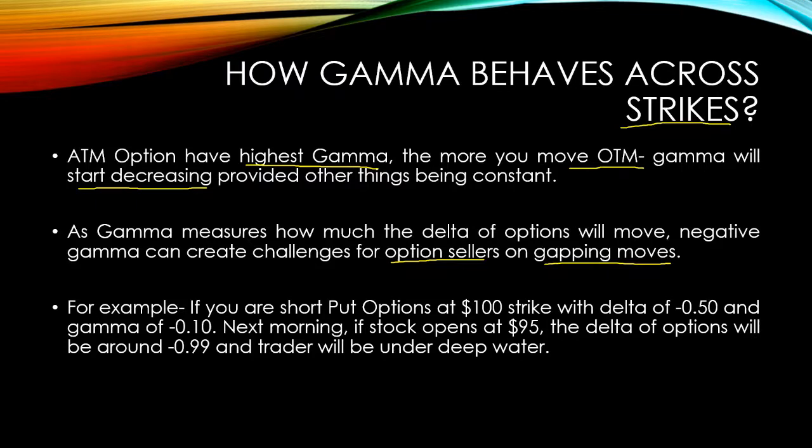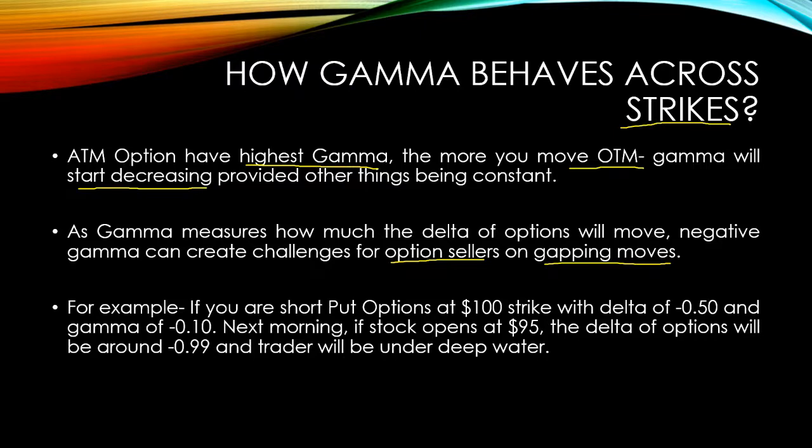So the most important Greek for option sellers should be the gamma, because no other Greek explodes like gamma. On gapping moves, especially in equity markets, when the stock market opens 5% up or 5% down, the gamma of such an option will explode. It will create havoc for option sellers. So the main concern for an option seller is how they manage their gamma.